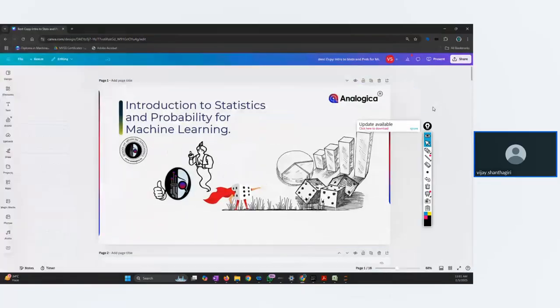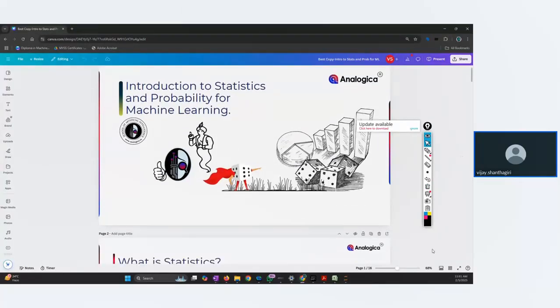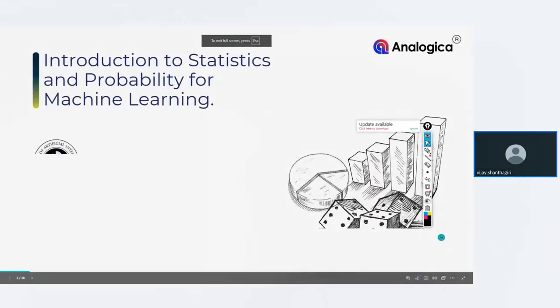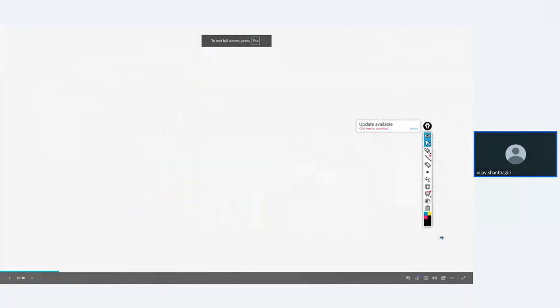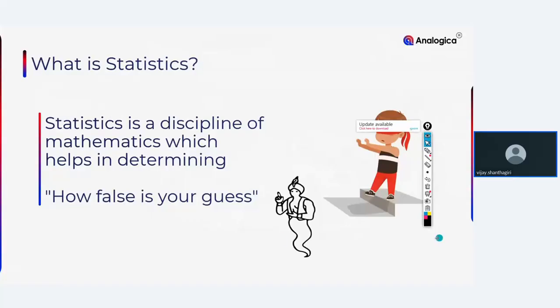I want you to understand one thing. If you ask yourself what statistics is, you would say it's all about numbers, calculating mean, calculating variance and all that. But this is what you should remember: statistics is the discipline of mathematics which helps in determining how false your guess is. This is what it is actually supposed to do.